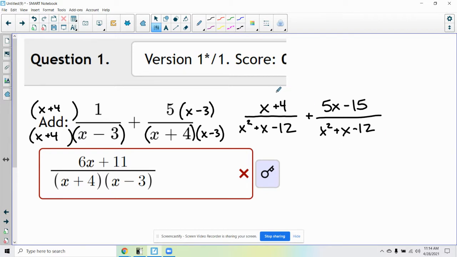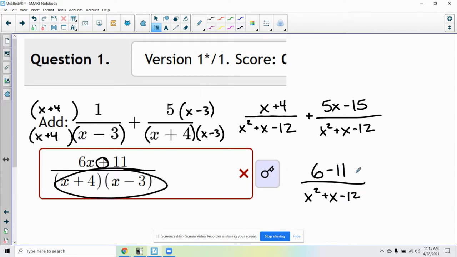Combining like terms, on the top, I get 6x. I see here, this might be the only issue you had. 4 plus negative is negative 11. You had plus 11. I think that's the only thing you have to fix. I think they allow you to put it in like this. So just change that and it should work.